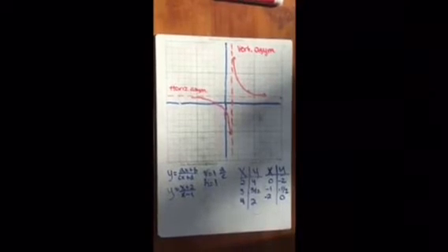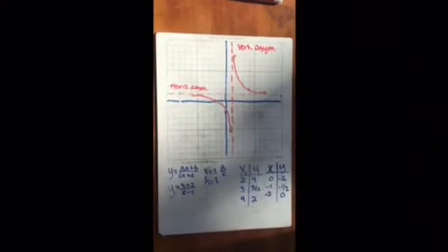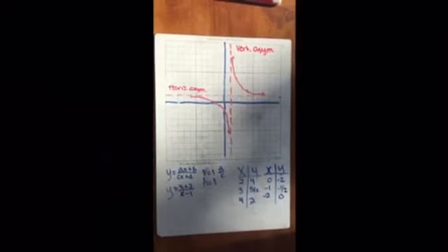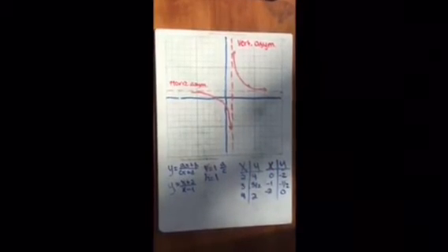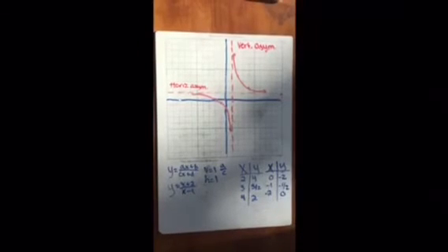And when you make your lines, have them hug the vertical and horizontal asymptote like here, to show that it's not crossing the asymptote, but it's going up right next to it.